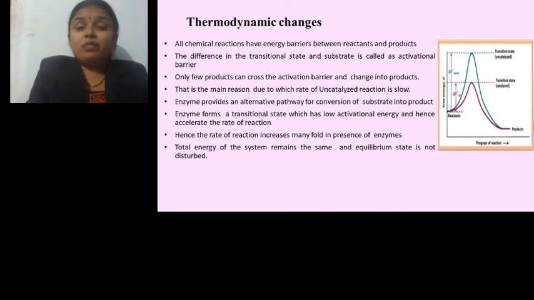The enzyme forms the transition state which has low activational energy, and hence it accelerates the rate of reaction. Hence the rate of reaction increases manifold in the presence of enzyme. And here the total energy of the system remains the same, and the equilibrium state is not disturbed.